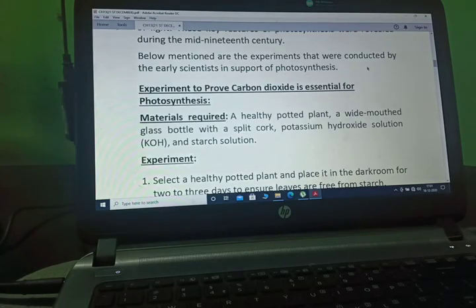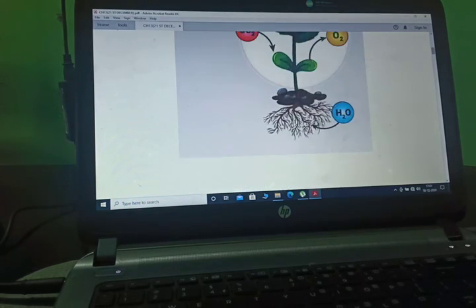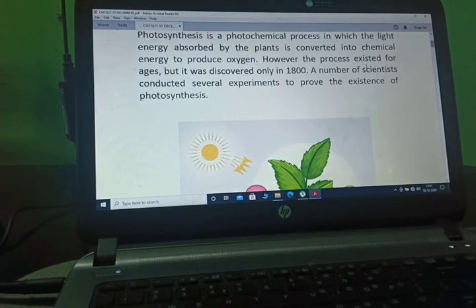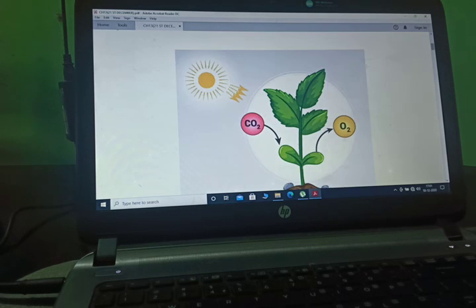We studied how different factors were required for photosynthesis, and we started today's topic with photosynthesis. So whatever I have taught you today, I am sending you its PDF. Thank you.